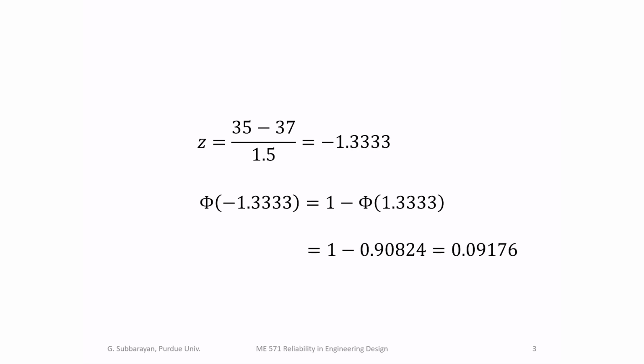The mean value is 37, standard deviation is 1.5. That gives me a z value of negative 1.33. So now I need to calculate the CDF corresponding to minus 1.33, which we know is 1 minus the CDF corresponding to plus 1.33. I can estimate this value from the table, and that value is 0.90824. We'll see how that is to be estimated.